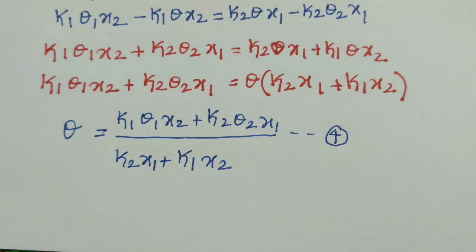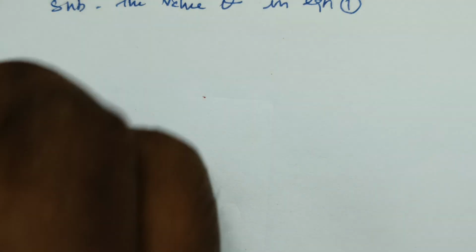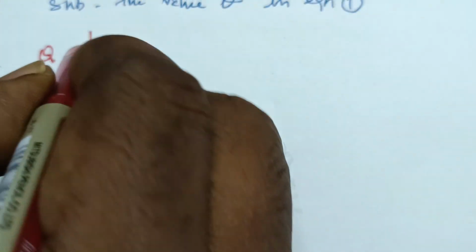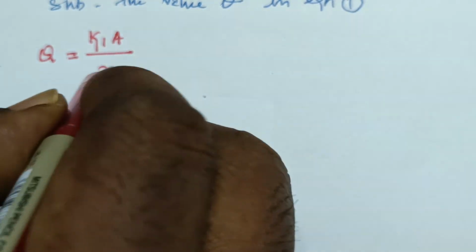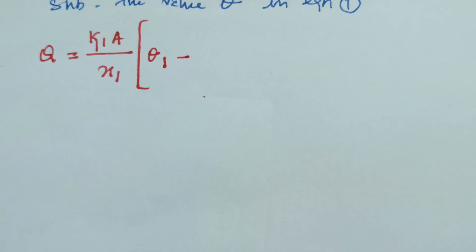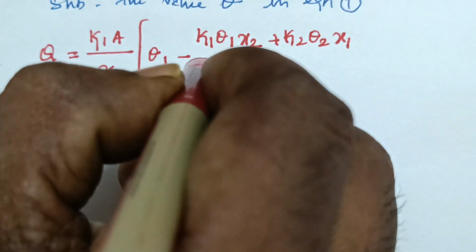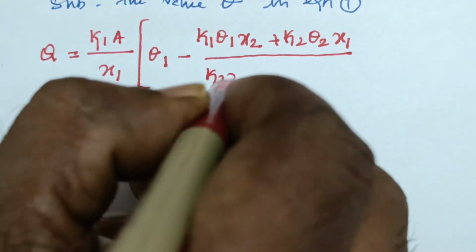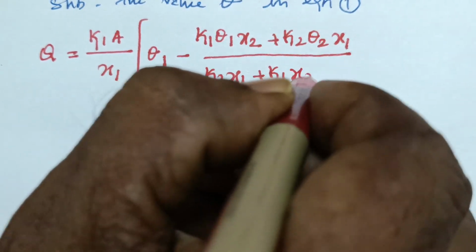Equation 4 represents the expression for the interface temperature of the two composite slabs in series. When two composite media are in series, the interface temperature theta is given by equation 4. Now substituting the theta value in equation 1. We already know equation 1, that is Q is equal to K1 A divided by x1 into theta 1 minus the theta value, K1 theta 1 x2 plus K2 theta 2 x1 divided by K2 x1 plus K1 x2.